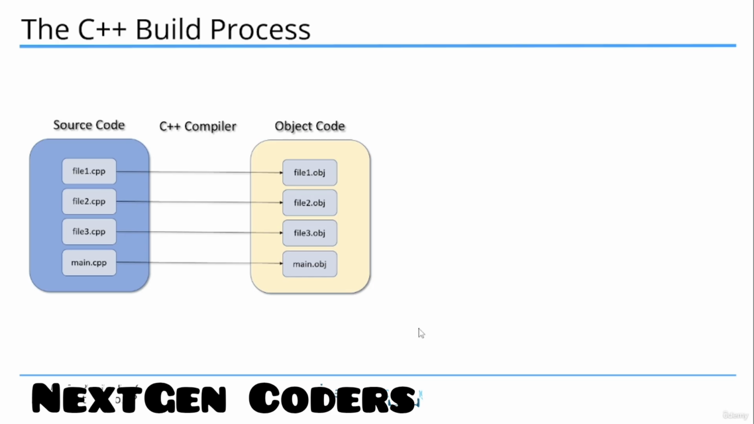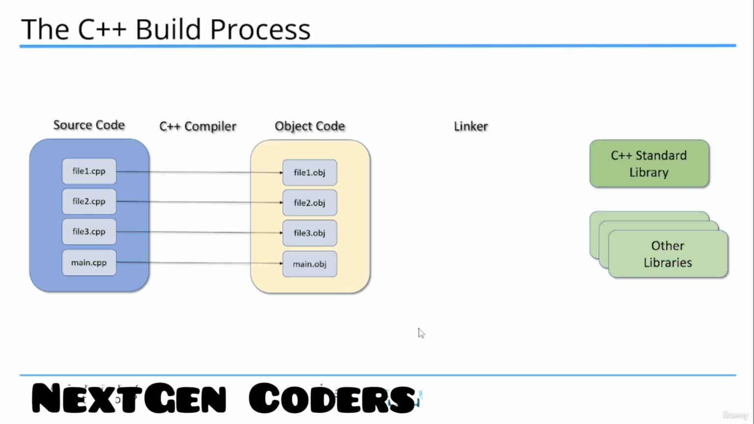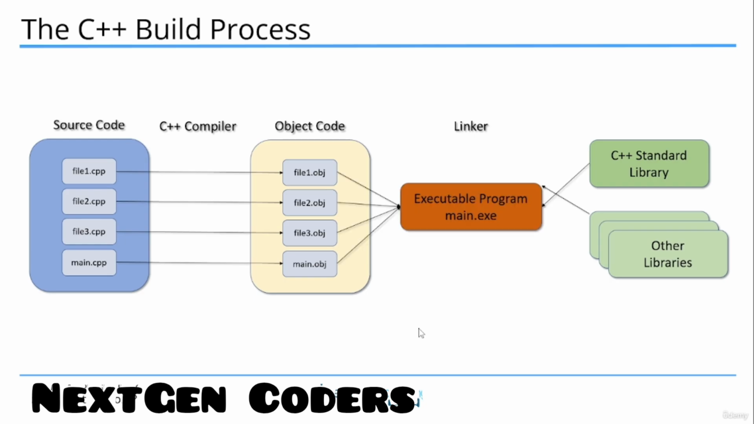On Windows, the object files have .obj extensions, and on Unix and Mac, they will have .o extensions. Finally, the object files and any libraries that our program requires must be linked together. This final step creates an executable file that can run. On Windows, the file extension will be .exe, and on Unix and Mac, they typically don't have any extensions. But remember, we're not done yet.